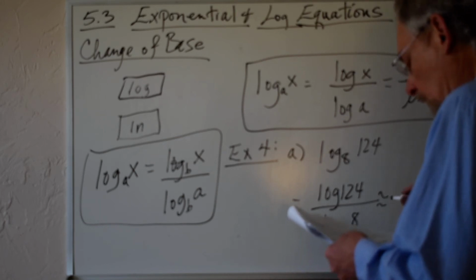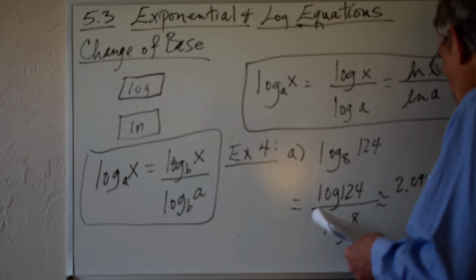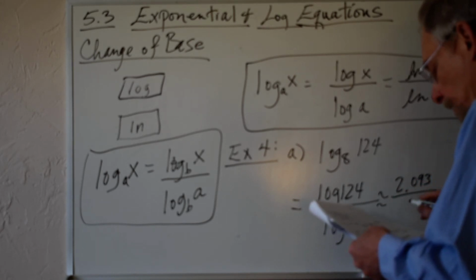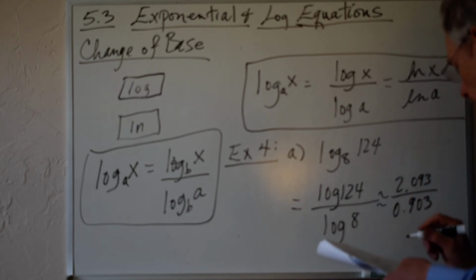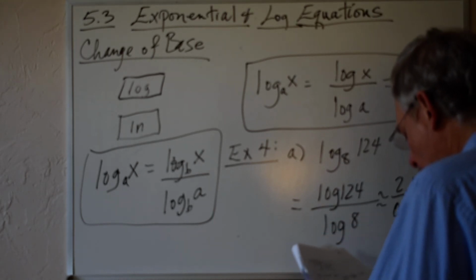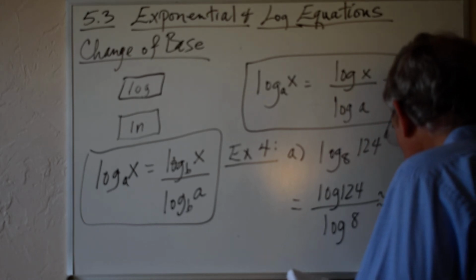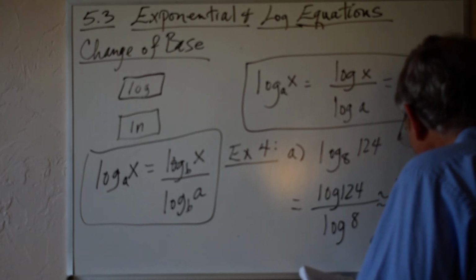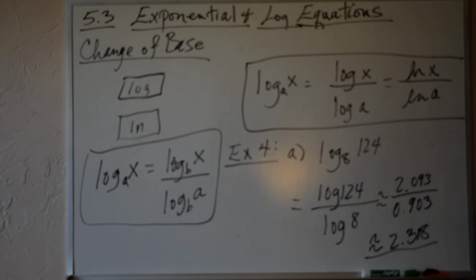I get these two numbers from my calculator. There's the log of 124 base 10. There's the log of 8 base 10. And if I simplify this, just divide one into the other, the approximation becomes 2.318.